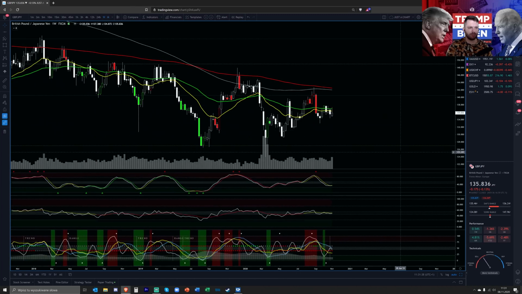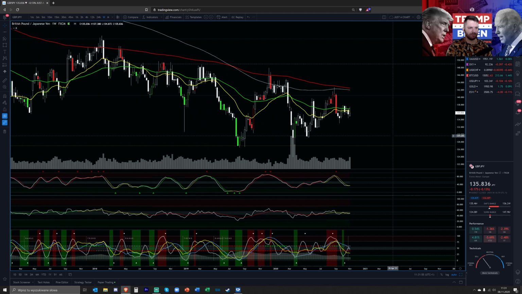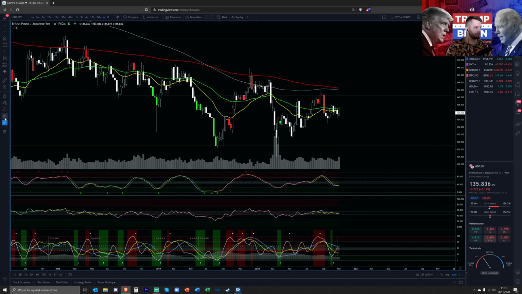Weekly also, but the thing here is that we are testing 21, 55 here. We had a bullish close here, some liquidity got taken here, so I still will be thinking more on the bullish side, though the chart doesn't look overly bullish here.